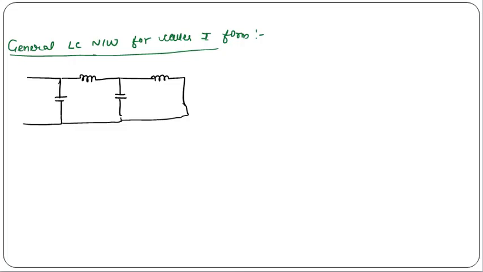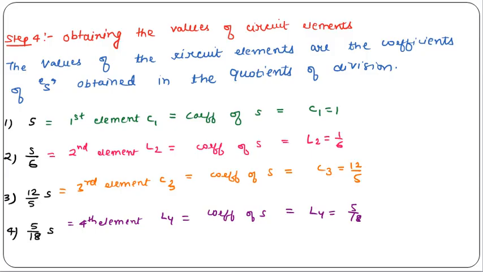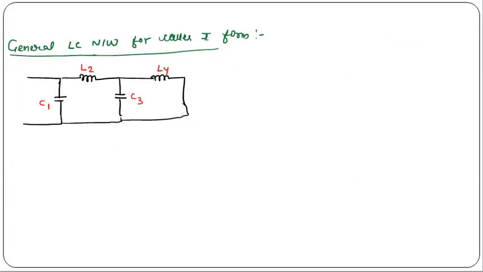So these are the elements. This is the first capacitor, C1, this is inductor L2, this is C3, and this is L4, and we have obtained the values. The value of C1 is 1 farad, the value of L2 is 1 by 6 Henry, and C3 is 12 by 5. Let me check. This is 12 by 5, and the L4 value is 5 by 18 Henry. So this is the circuit for the LC network in the Cauer first form.